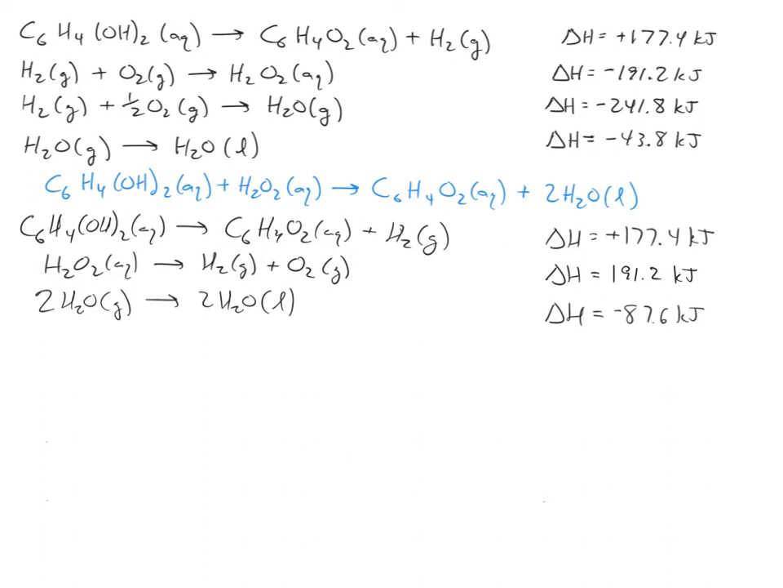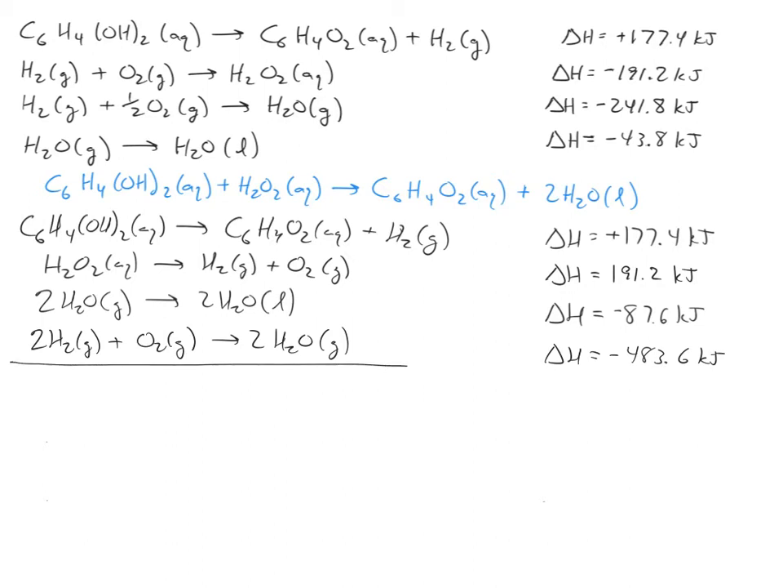So take the third reaction and multiply everything by 2, the way it's written. So 2 H2 gas plus 1 O2 gas makes 2 H2O gas. And the delta H of that, since I multiplied everything by 2, I take the delta H right now at negative 241.8 and multiply by 2 and get negative 483.6 kilojoules. So now I think I'm ready, so I add up everything.